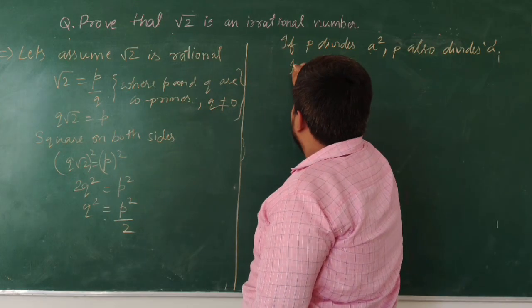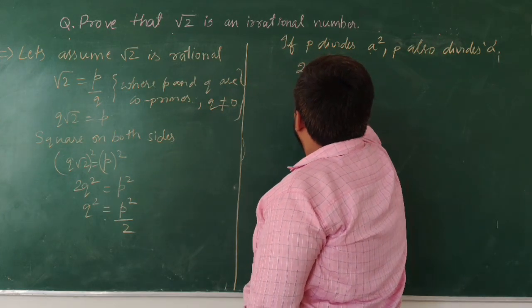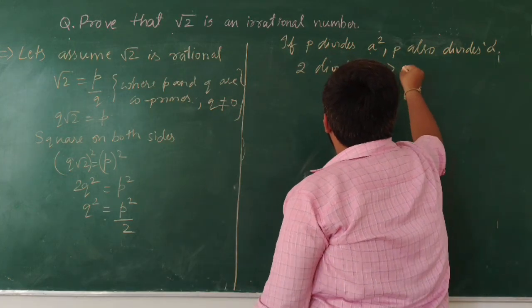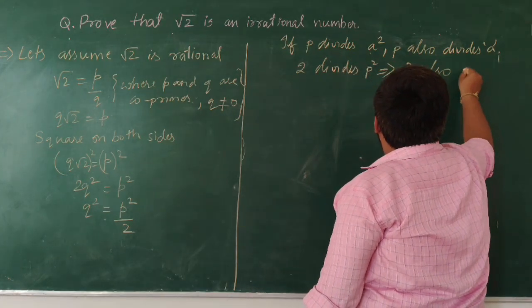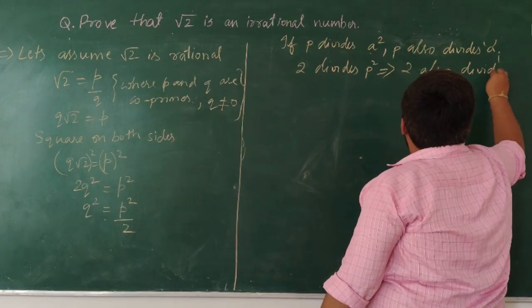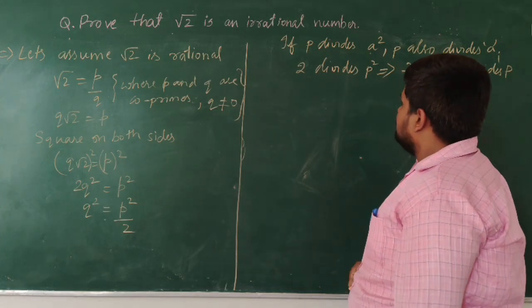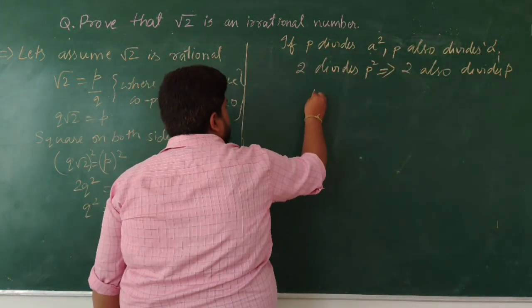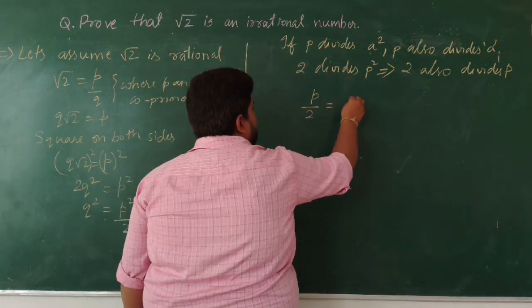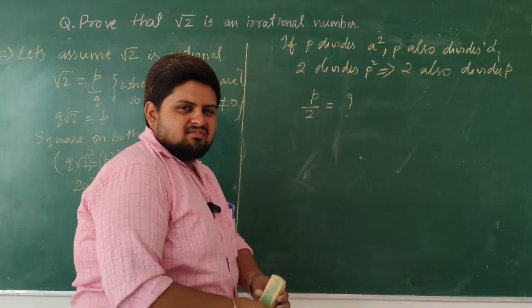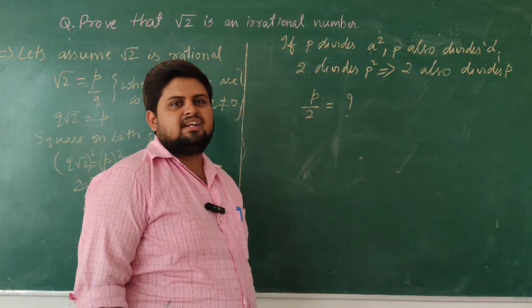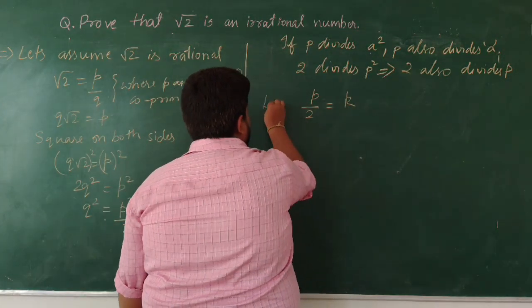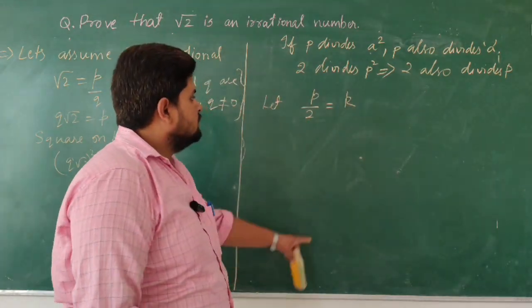So we got to know that 2 divides P square. This implies 2 also divides P. So we got to know 2 divides P square, 2 also divides P. That means if you divide the number P by 2, you will get something which is also an integer. I don't know what that integer is, so I'll assume that to be k. So I'll take P divided by 2 to be k.